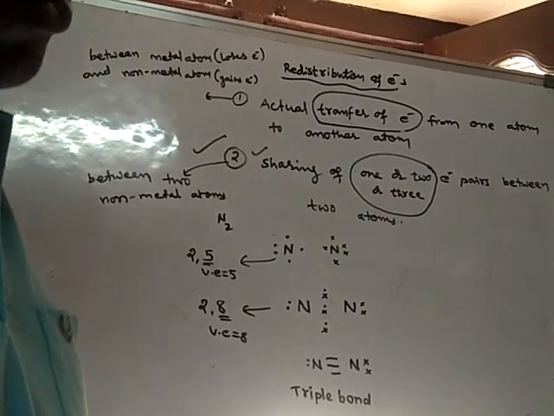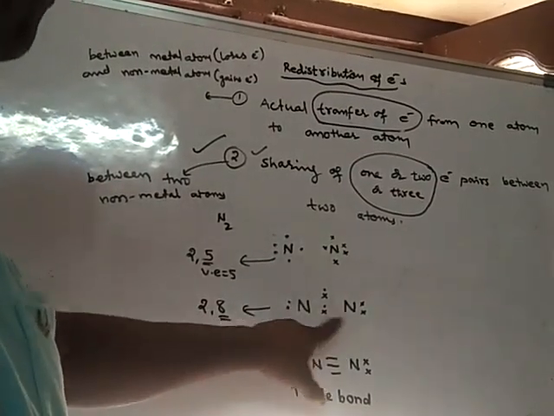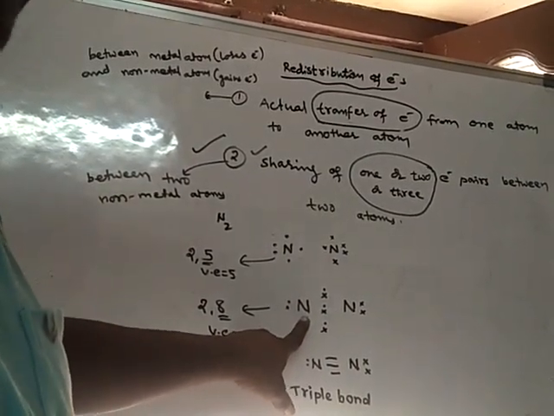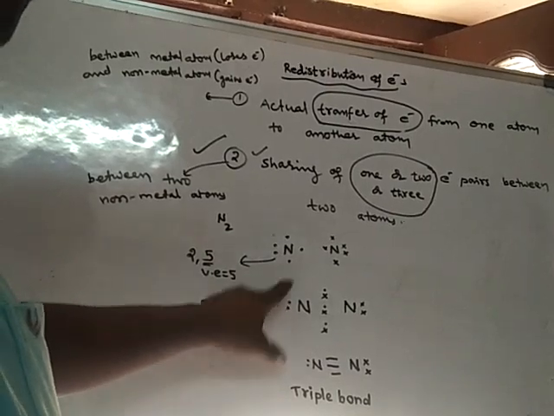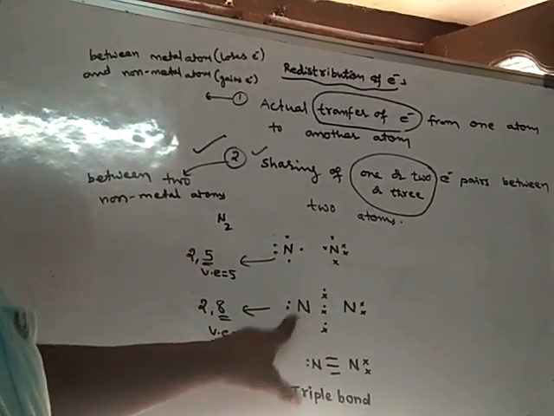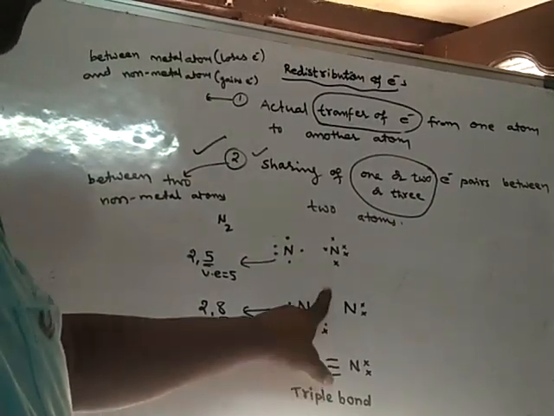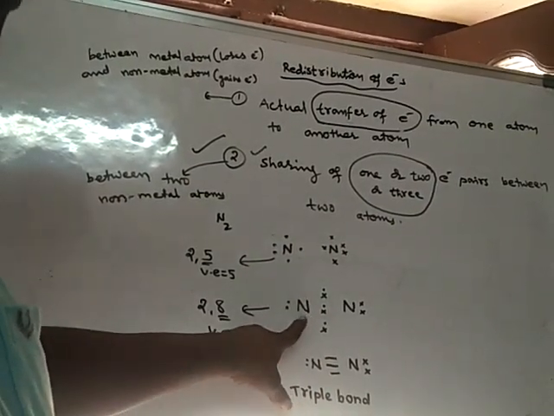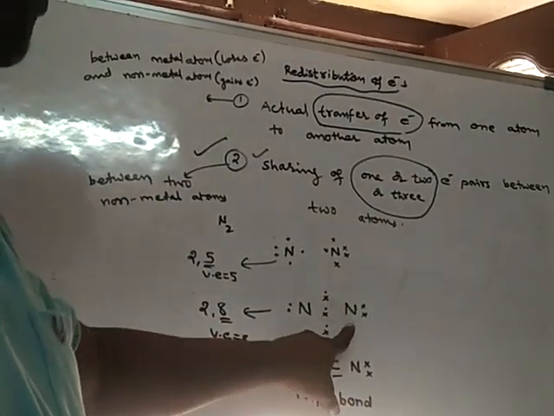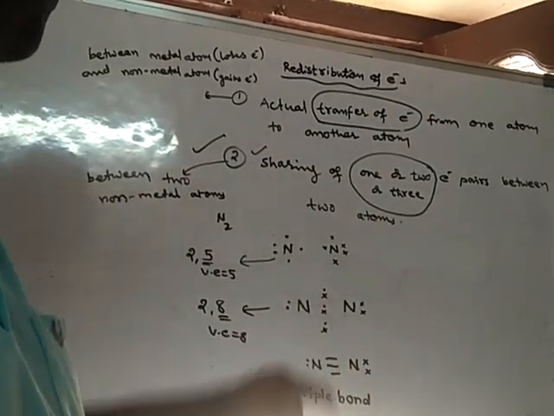As a result of sharing of these 3 electron pairs between these two atoms, how many electrons does this nitrogen have in its valence shell? Let us count: 1, 2, and here 6. Total 8 electrons are present in its valence shell. So due to sharing of 3 pairs of electrons, this nitrogen now has 8 electrons in its valence shell, and the other nitrogen also has 8 electrons in its valence shell.